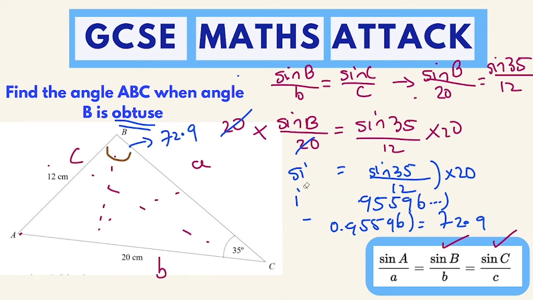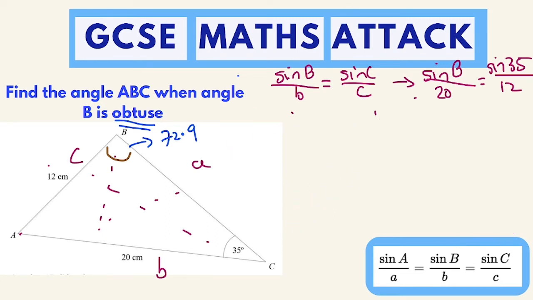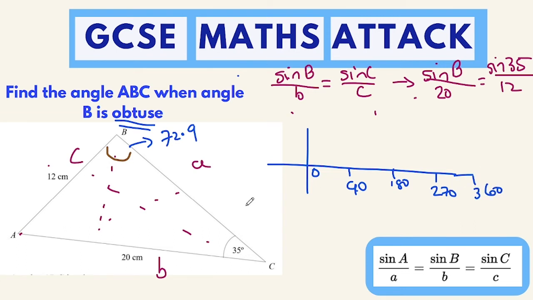Just going to quickly rub this all off. Okay, so we currently have 72.9, but the question said it's an obtuse angle, so that means it's greater than 90. I'm just going to quickly draw the sine graph. So that's 0, that's 90, that's 180, that's 270, and that is 360. Okay, after I've done that, that's 1, that's minus 1.